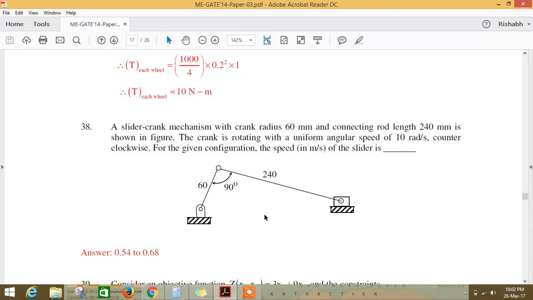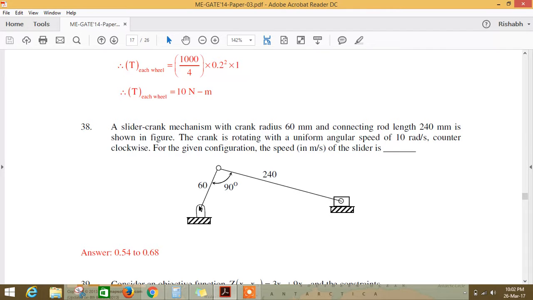Here a direct formula can be used, which is given in S S Rattan's book, Theory of Machines, in the dynamic analysis of slider crank mechanism. You can refer to it, but I don't prefer to remember formulas, because in GATE many subjects are there, and how many formulas will you remember?